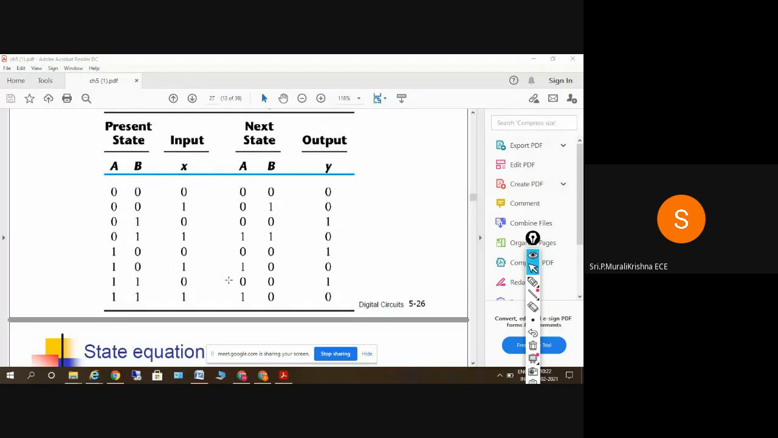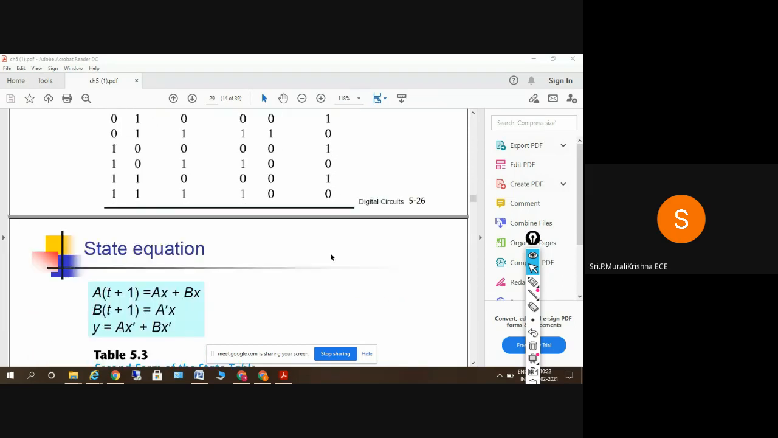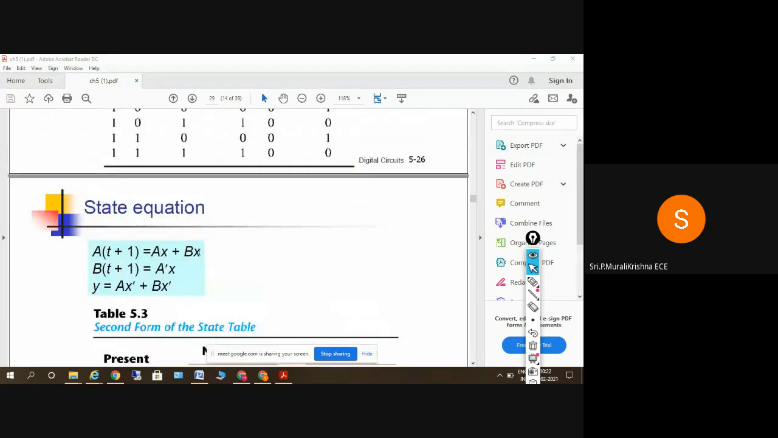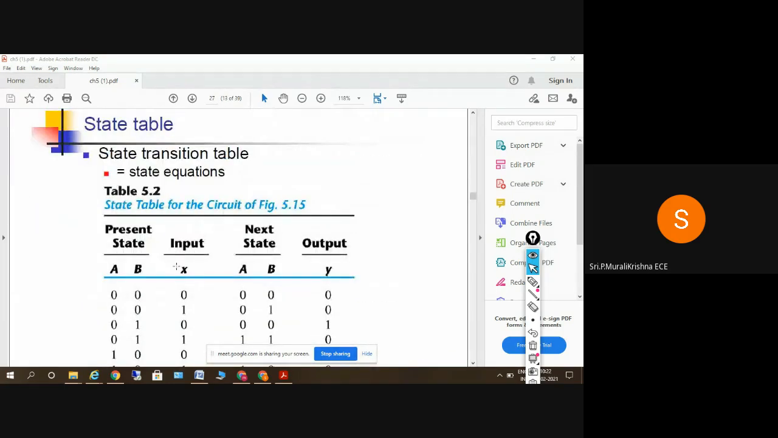Okay, so the next thing we have to draw is the state diagram. We are done with the state equations and the state table. These are the state equations, and this is the state table here. Next we'll go for the state diagram.